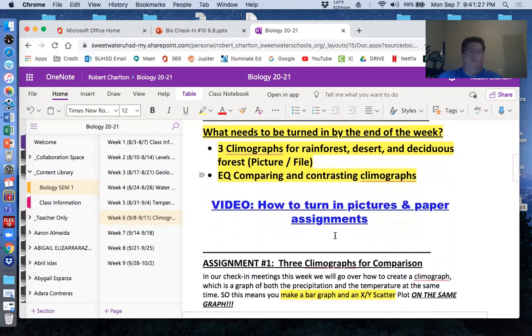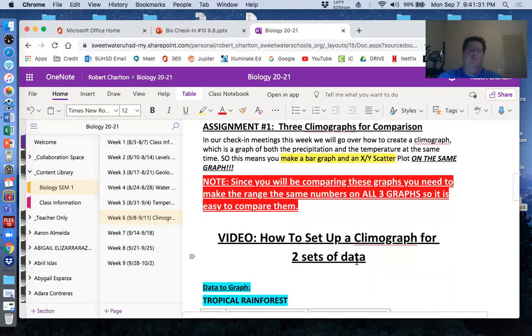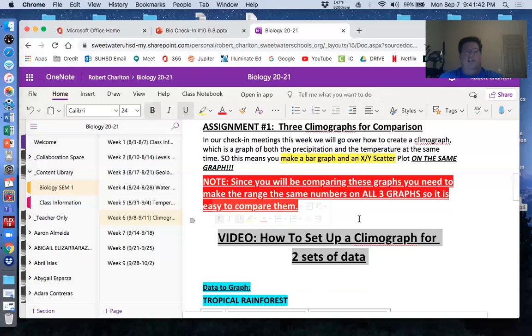So just 2 assignments. First assignment, you're going to make 3 graphs. If you are not sure how to make a climograph or were unable to come to the meeting on Tuesday or Wednesday, there is a video right here that I've made for you. I'll be honest, it's kind of lengthy because I want to show you how to make this whole thing from scratch. The data that I use in that video is the same data that we're going to be using in class, so make sure you come to class and I'll explain everything as we go through it.